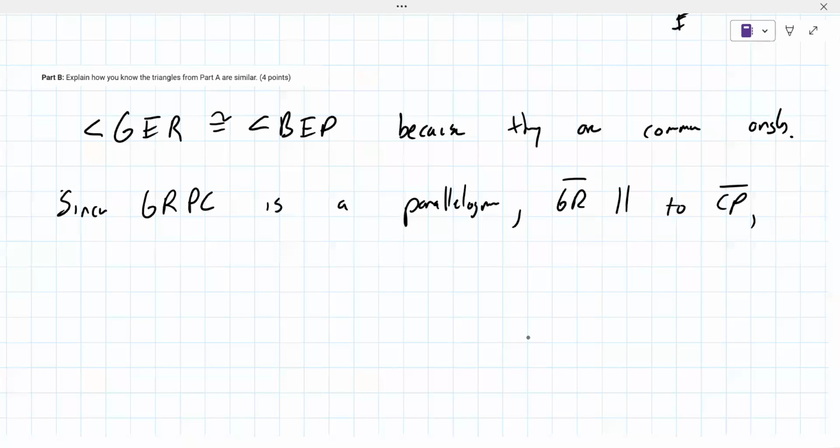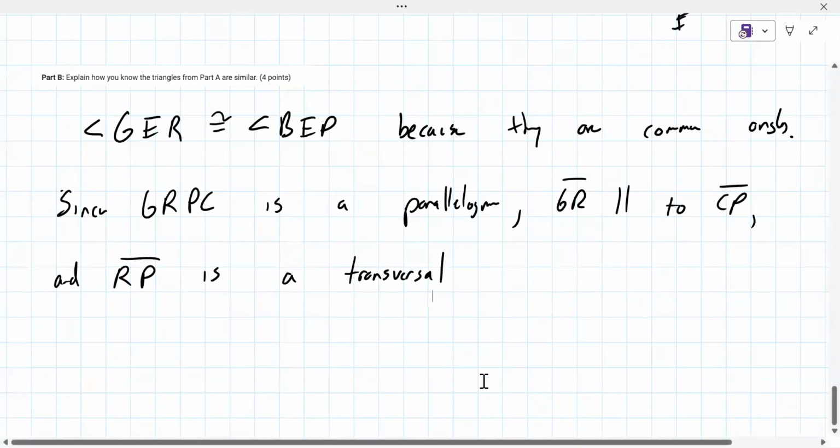And we can say, and furthermore, we should actually go a little further, I'll just say RT is a transversal. So if you look at your picture, that's the one kind of going down the side.